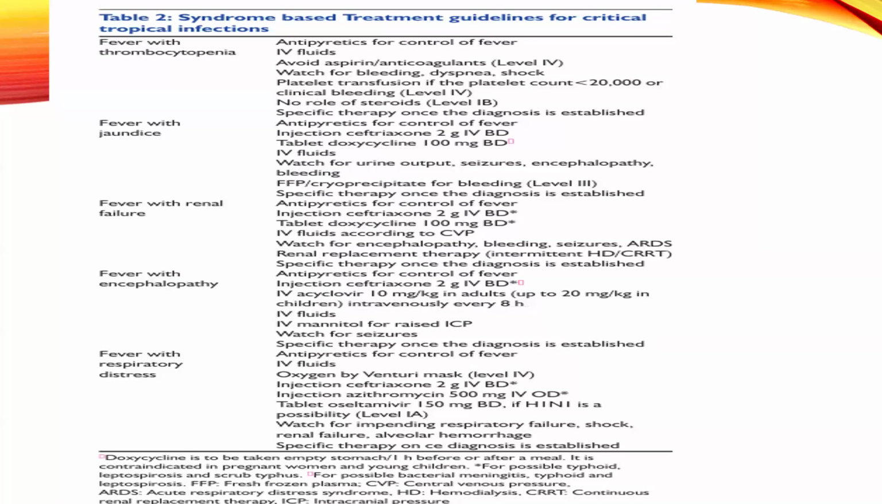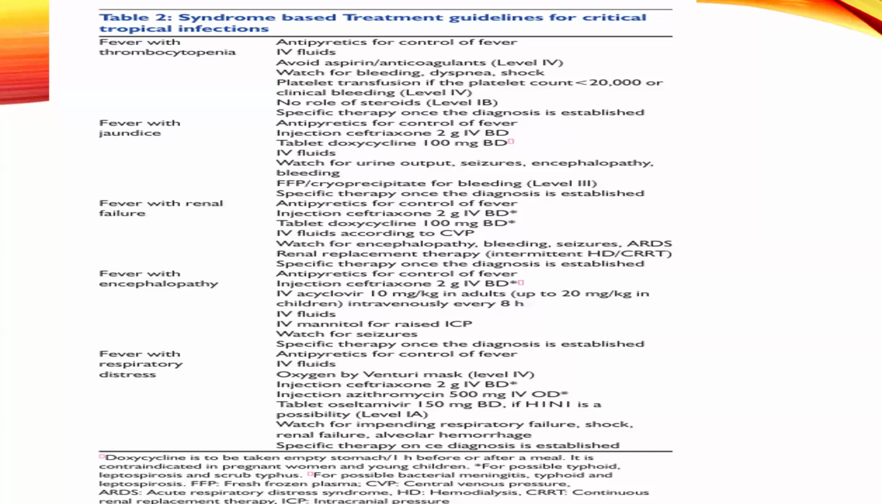If it is fever with jaundice, start with antipyretics for the control of fever. Start with ceftriaxone 2 gram IV BD, doxycycline 100 mg BD, IV fluids, and watch for urine output, seizure, encephalopathy, bleeding. If it is fever with the renal dysfunction, start the same therapy. Empirically, we can start with ceftriaxone, doxycycline, IV fluids, and also watch for the encephalopathy, bleeding, seizure, ARDS.